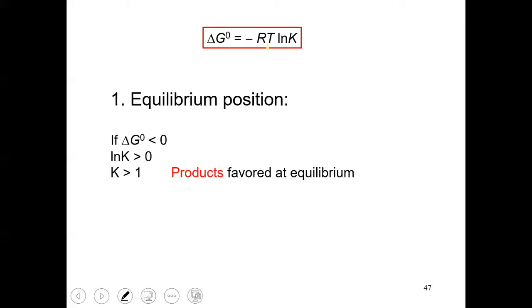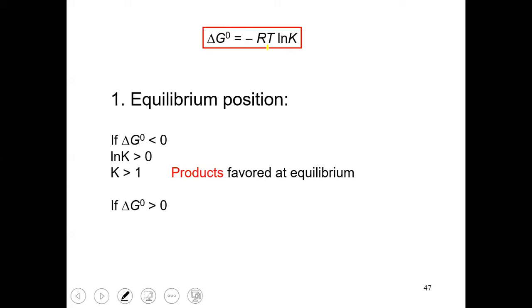Remember, don't get delta G naught mixed up with the actual delta G. The one that tells us that the system is at equilibrium is delta G. So if I were at equilibrium, delta G would be equal to 0. That doesn't mean that the standard free energy change has to be 0. It may be negative, and in this case, products are going to be favored at equilibrium.